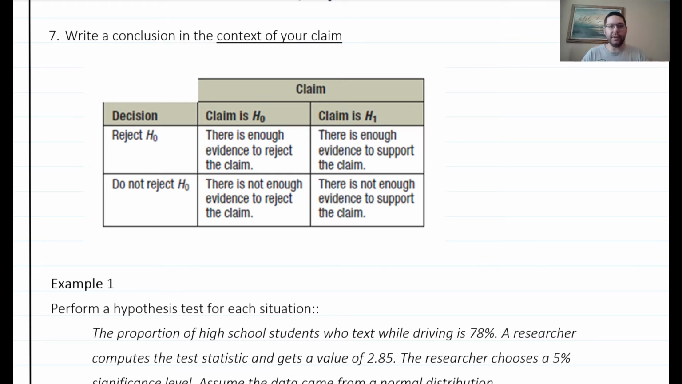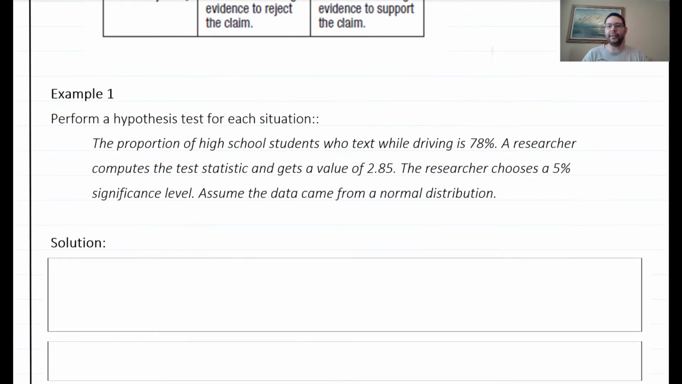If you fail to reject your null hypothesis and your claim belongs to your null hypothesis, then you're going to be using this statement right here. There is not enough evidence to reject the claim that... And then the last one, if we fail to reject, but the claim belongs to your alternative, you would use this last statement. There is not enough evidence to support the claim that... And then you proceed to write out what the claim is, whatever that claim is. Okay, so it helps to look at an example.